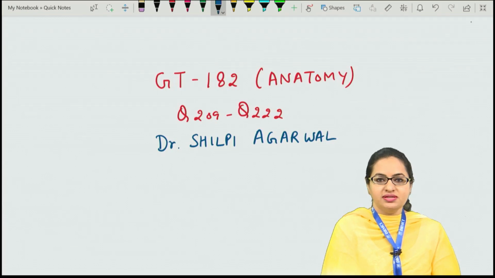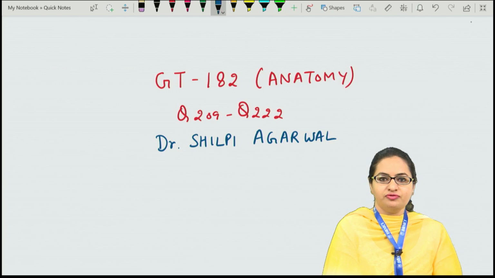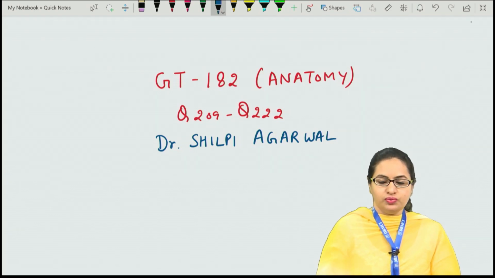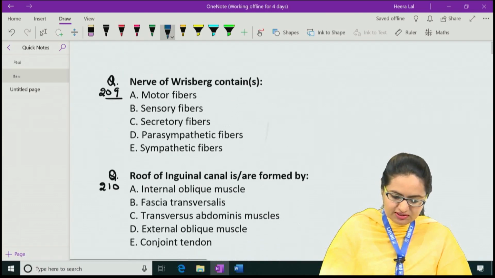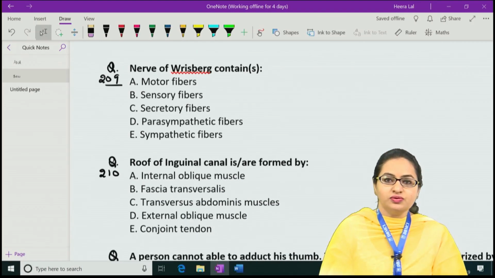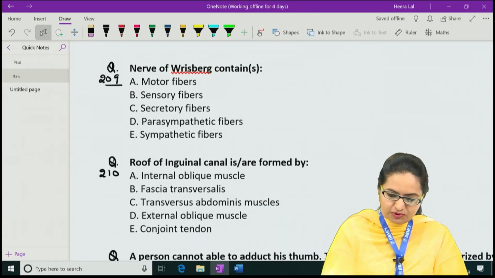Today we will be discussing anatomy questions for Grand Test 182, and the questions are from question 209 to question 222. So first of all we will come to question 209. If we see this question 209, this question is on the nerve of Risberg.